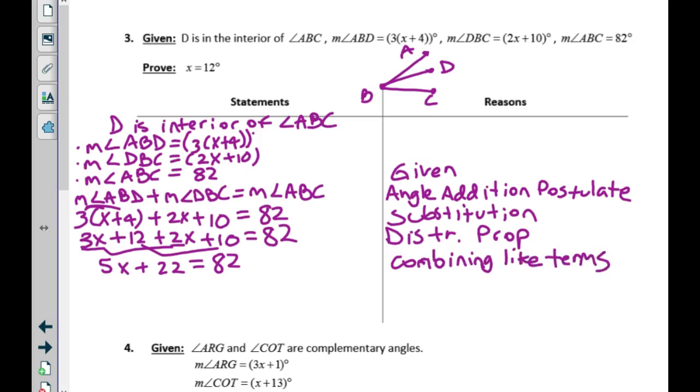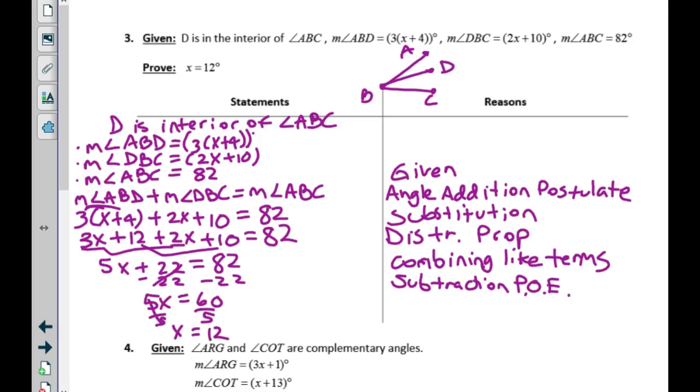And then get rid of the loner, minus 22 by subtraction POE. And then last step is to divide, x equals 12 by division POE. I'll give you a minute to get this down.